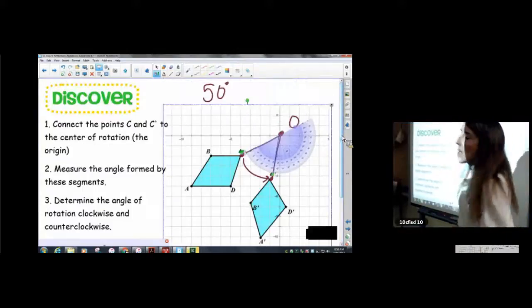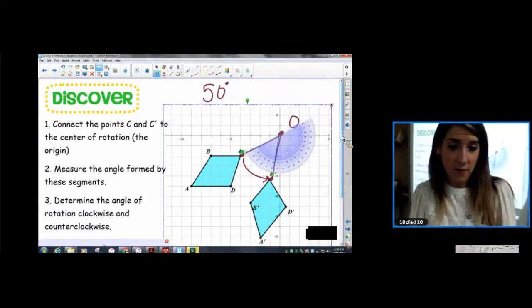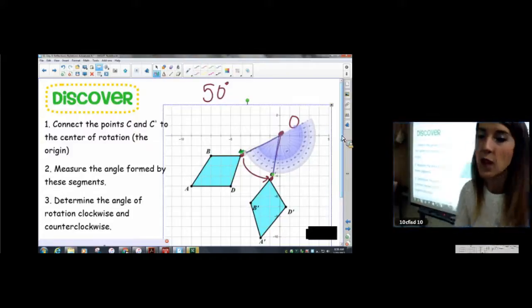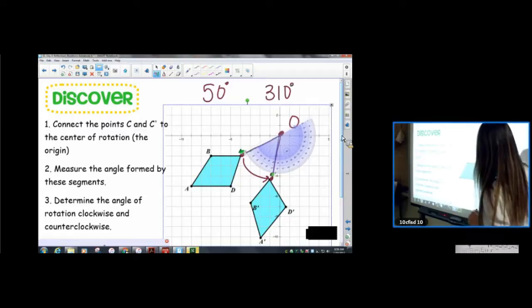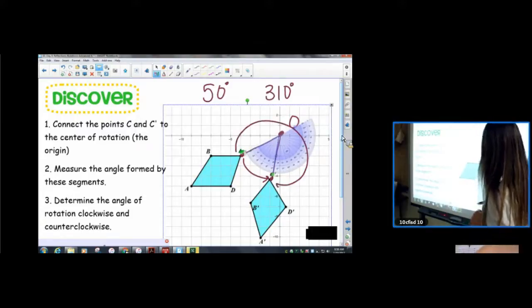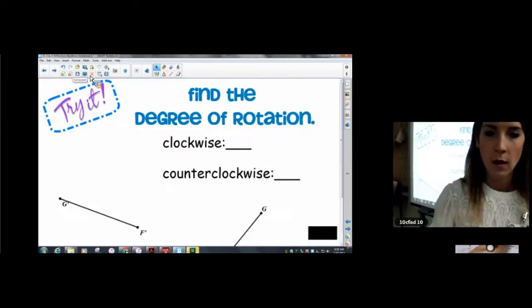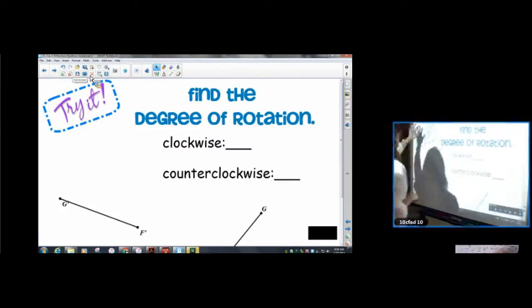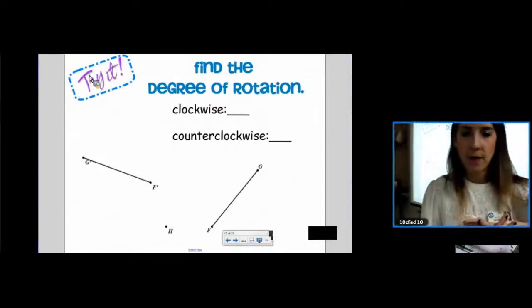So our counterclockwise degree of rotation is 50, and it has it at the bottom of your page there. And then, of course, to get our clockwise degree of rotation, we just subtract it from 360. 360 minus 50. So our clockwise, if we were to travel this way to get to C prime, would be a 310 degree rotation.